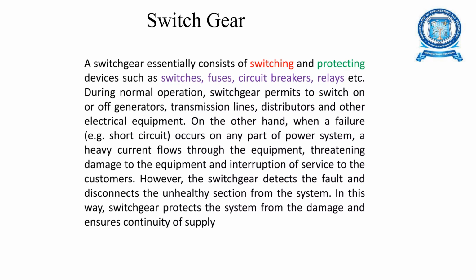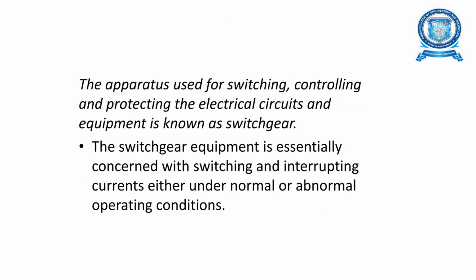When a failure occurs at any part of the power system, a heavy current flows through the equipment, threatening damage to the equipment. However, the switchgear detects the fault and disconnects the unhealthy section from the system. In this way, switchgear protects the system from damage and ensures continuity of the supply. The apparatus used for switching, controlling and protecting electrical circuits and equipment is known as switchgear. Switchgear equipment is essentially concerned with switching and interrupting currents either under normal or abnormal operating conditions.